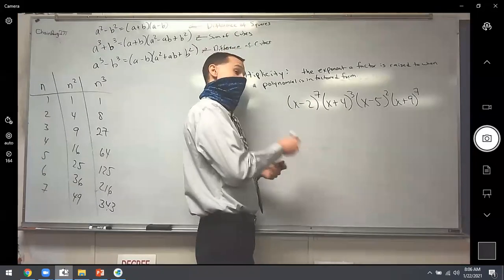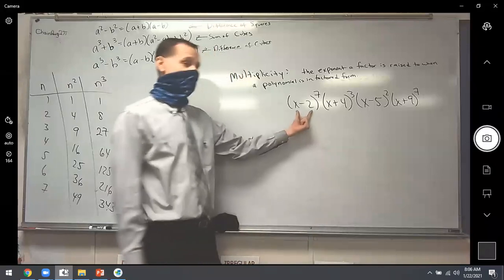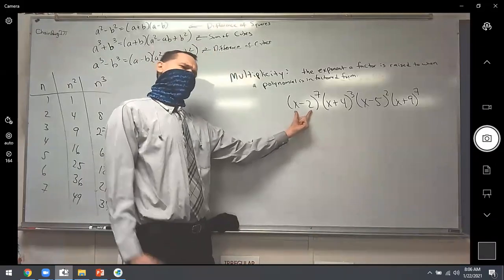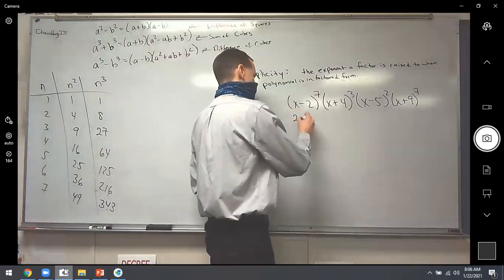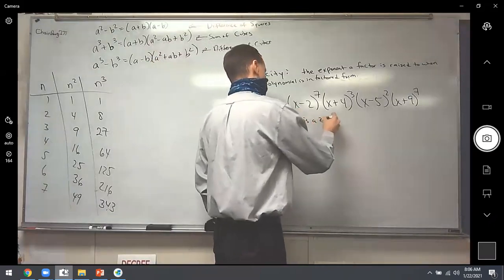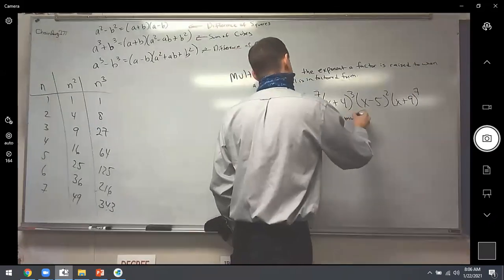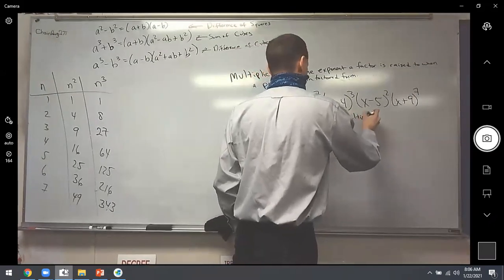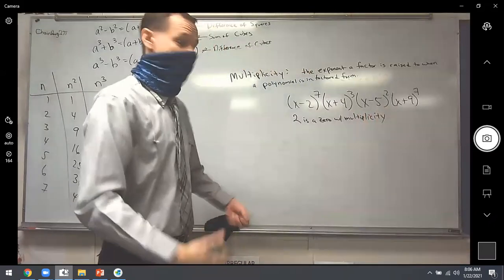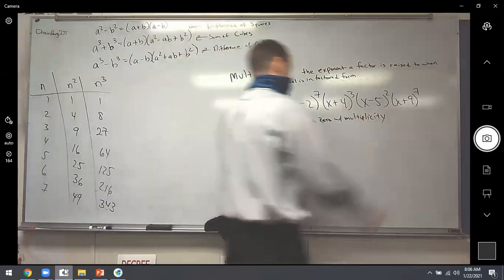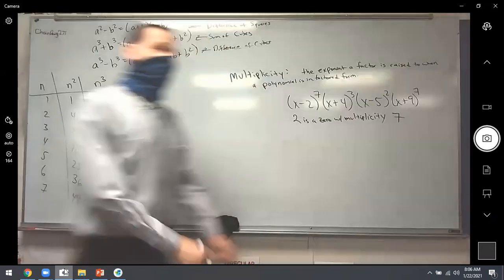Here's how you would write the multiplicity. First of all, the multiplicity is associated with the zeros. If you look at this factor, what makes this 0? 2, right? 2 makes this 0. So I would say that 2 is a 0 with multiplicity. The multiplicity just means how many times it is there. There's 7 of them, so you'd say it has a multiplicity of 7.